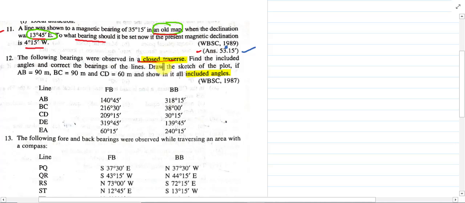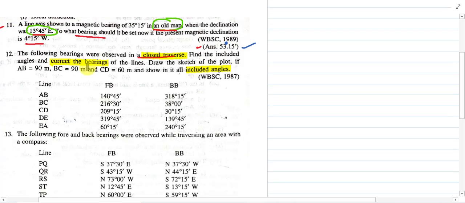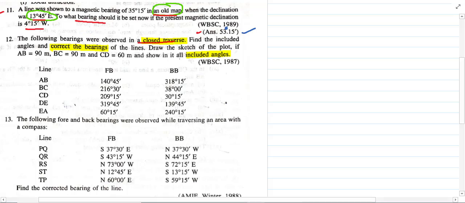So these are the two points which we note during the question analysis, and you have to also find the correct bearings, and this bearing will be the true bearing and taken from the true meridian. We already covered these terms. Now we move to the given data, and here is a table.